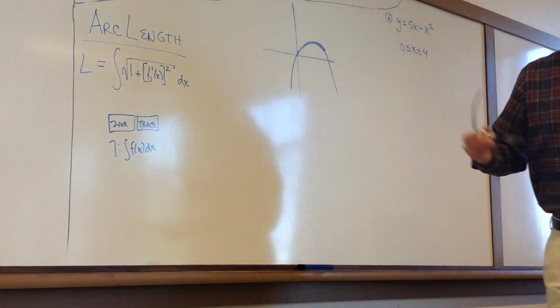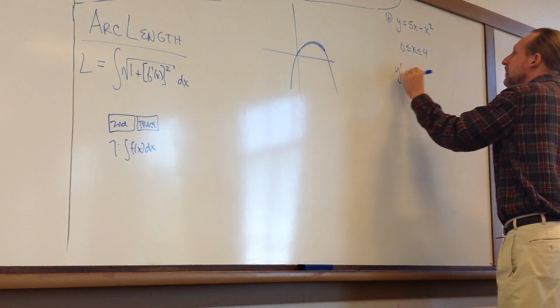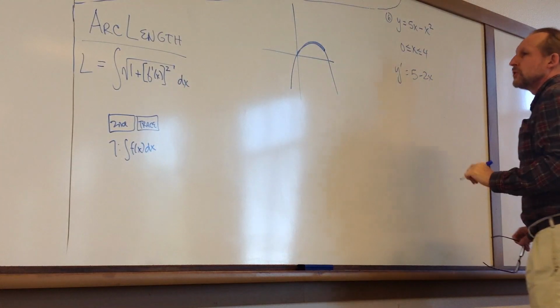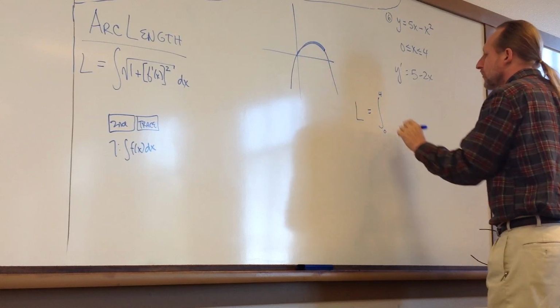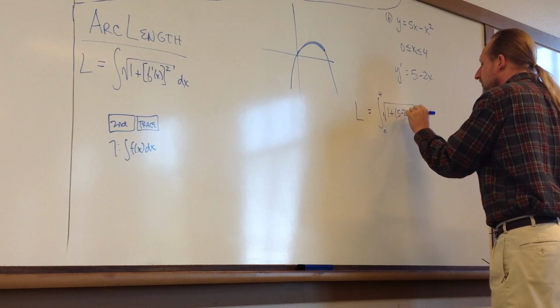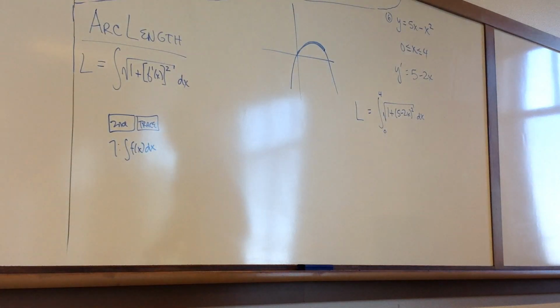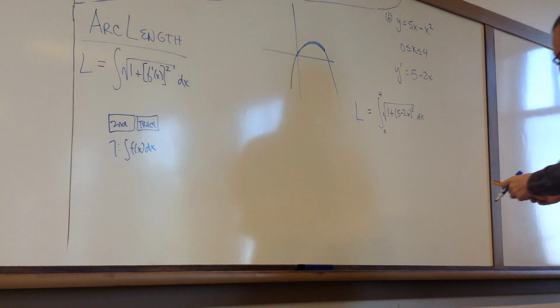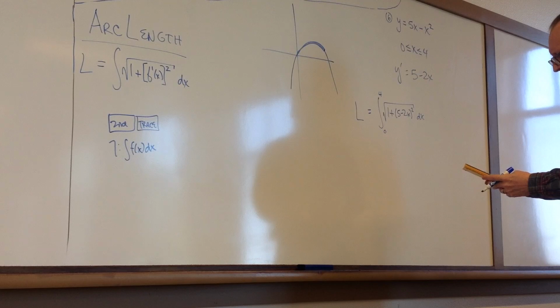Okay, so again, to do these problems, we need to know the derivative of the function. So y prime is going to be 5 minus 2x. And so then our length is going to be the integral from 0 to 4 of the square root of 1 plus (5 minus 2x) all squared dx. So now we go into the graphing calculator and we put in 1 plus parentheses 5 minus 2x all squared.